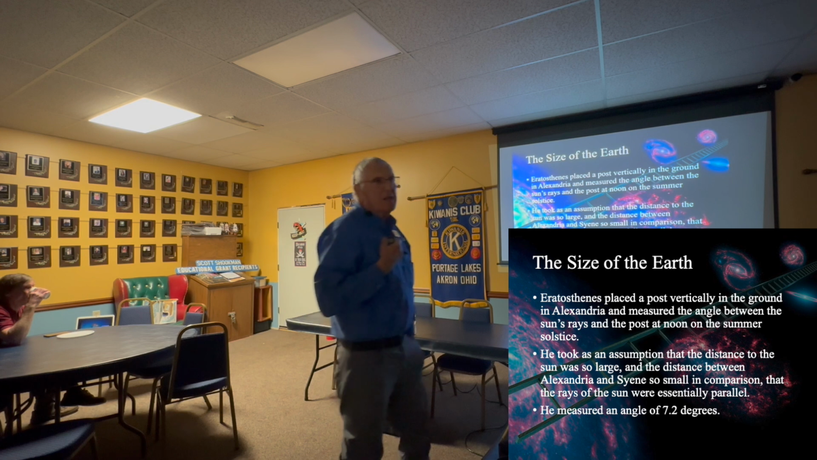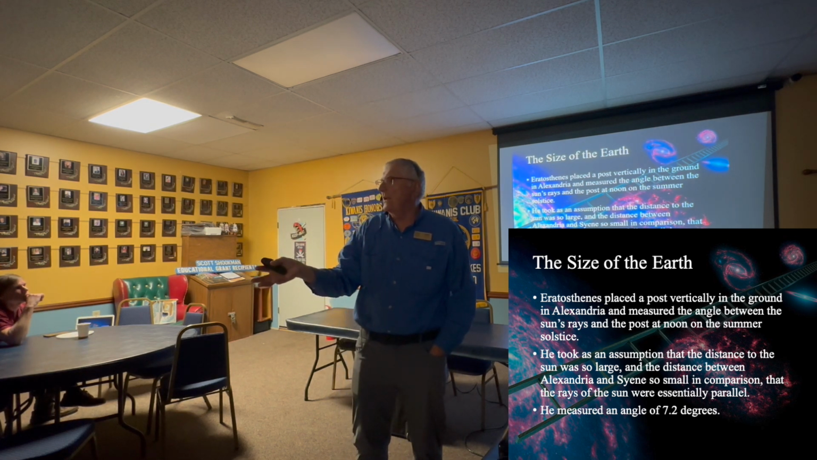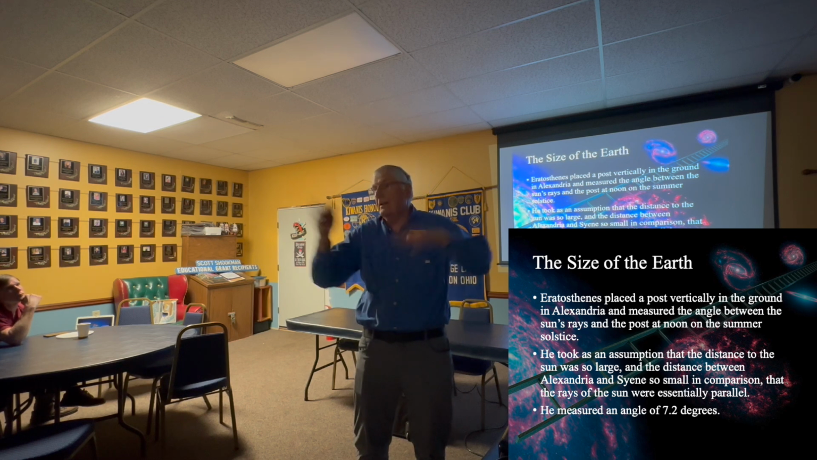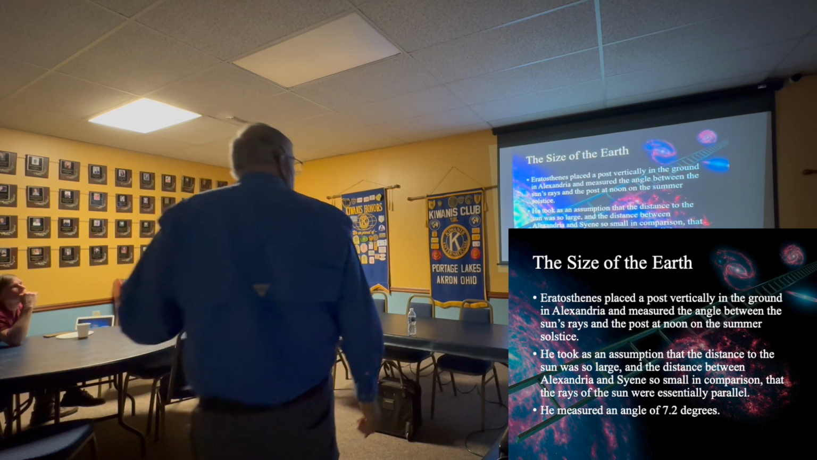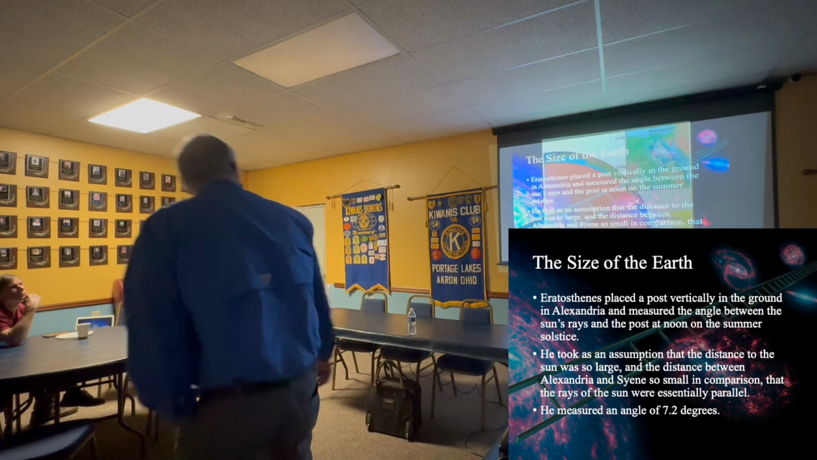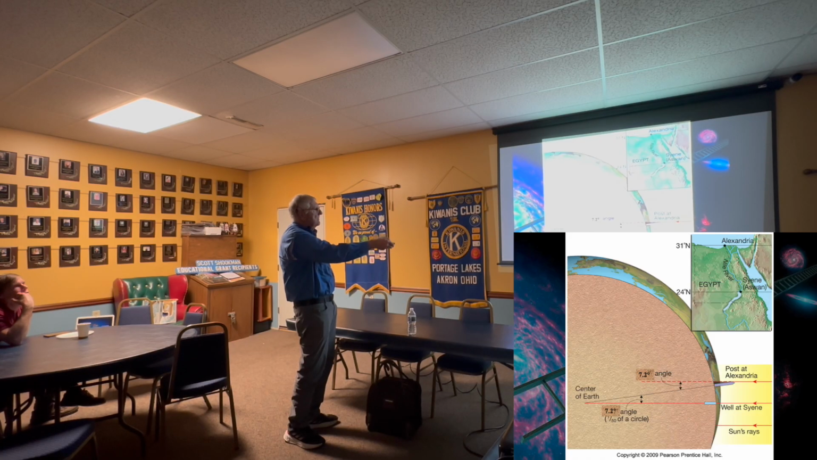Okay, now he took the assumption that the sun was far enough away that the light rays were essentially parallel. And for the distances we're talking here, it's a pretty good assumption. Not a big deal. So he measured 7.2 degrees. And this is what it looked like graphically. You have the well in Syene with the light shining down the bottom of the well. Here's his post in Alexandria, and he measured 7.2 degrees.